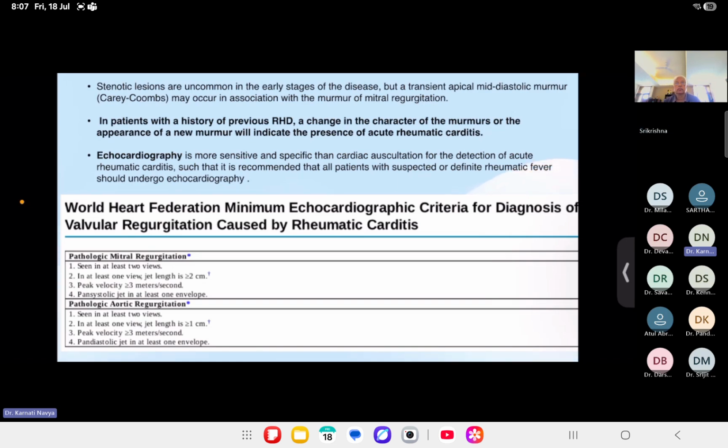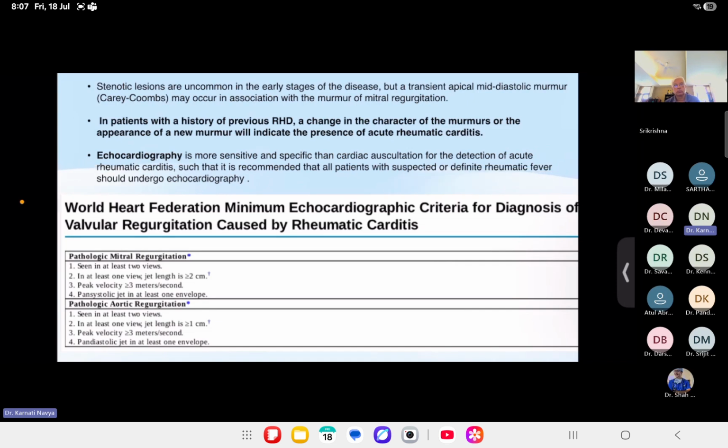In patients with a history of previous rheumatic heart disease, a change in the character of the murmur or the appearance of a new murmur will indicate the presence of acute rheumatic carditis. Echocardiography is more sensitive and specific than cardiac auscultation for the detection of acute rheumatic carditis, such that it is recommended that all patients with suspected or definite rheumatic fever should undergo echocardiography.